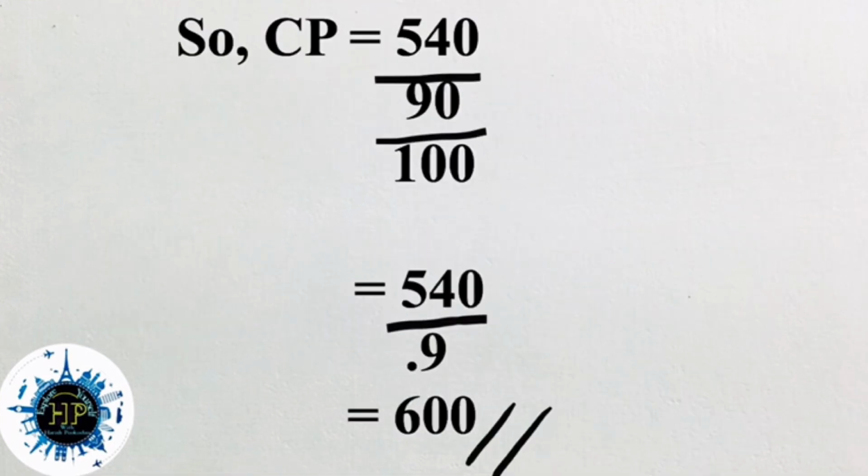So we can make the equation. Cost price is equal to the selling price divided by what percentage we are selling. The selling price is 540 divided by 90 percentage. 90 percentage we can write as 90 by 100. So it is 540 divided by 0.9, which is equal to 600. 600 rupees is the cost price.